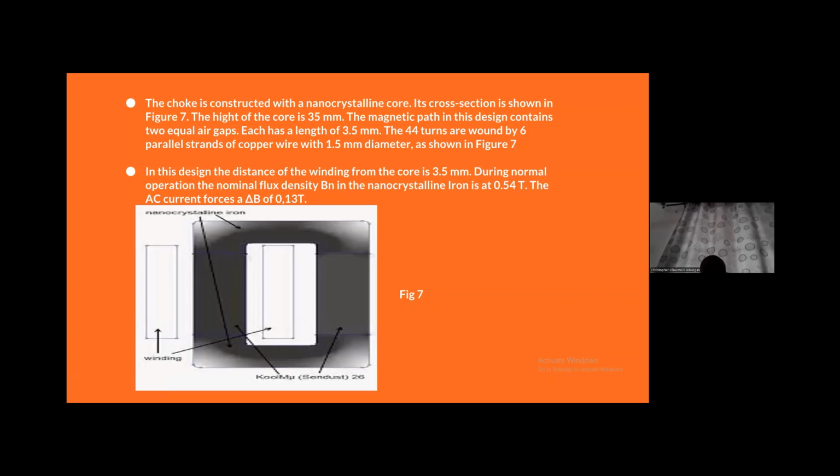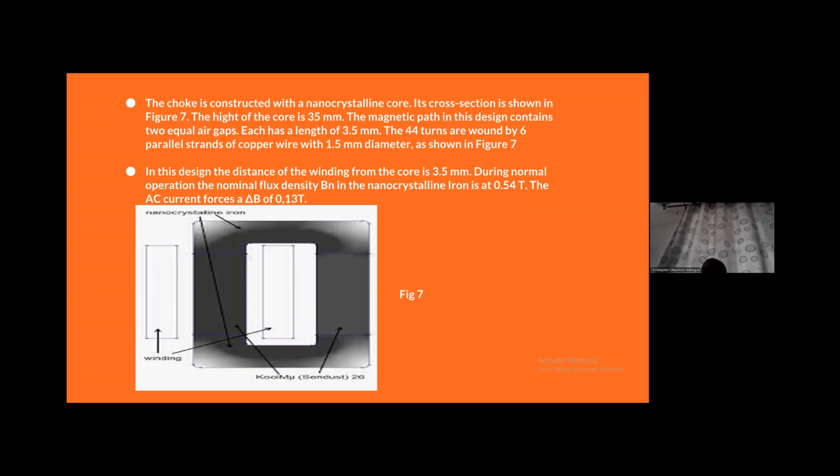The choke is constructed with a nanocrystalline core. Its cross-section is shown in figure 7 below, and the height of the core is 35 millimeters. The magnetic path in this design contains 2 equal air gaps, each with a length of 3.5 millimeters. The 44 turns are wound by 6 parallel strands of copper wire with 1.5 millimeter diameter, as shown in figure 7. In this design, the distance of the winding from the core is 3.5 millimeters.